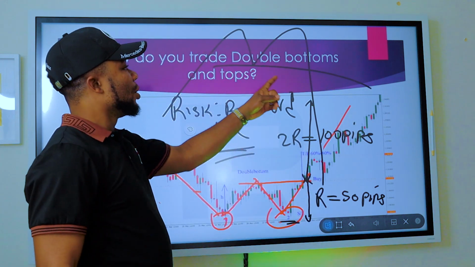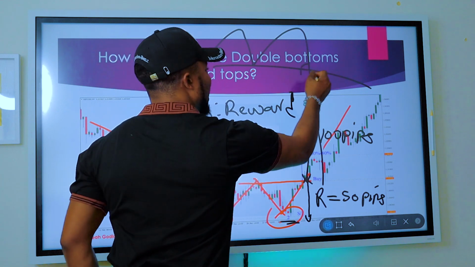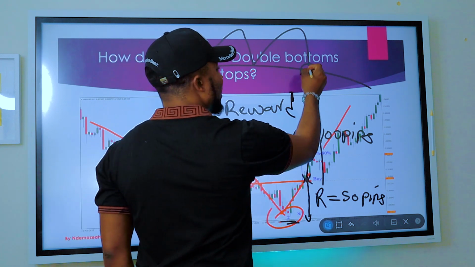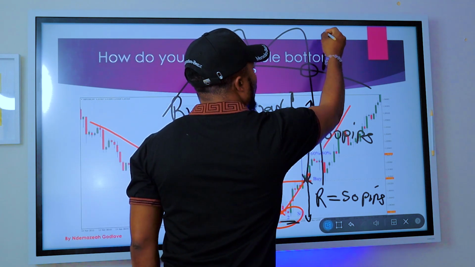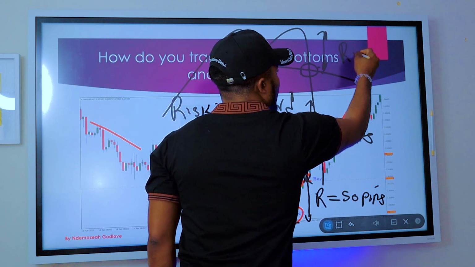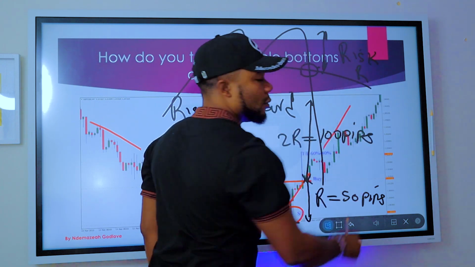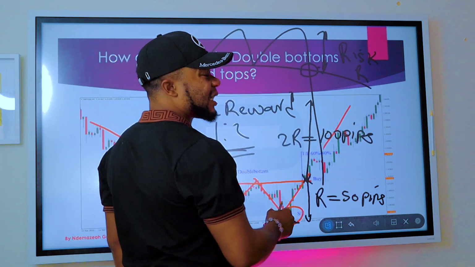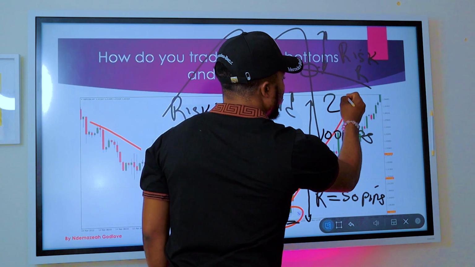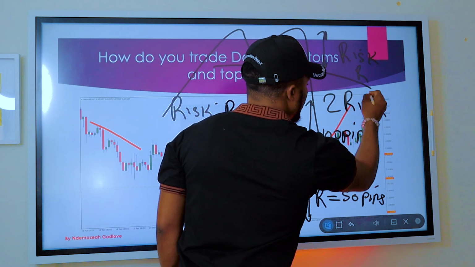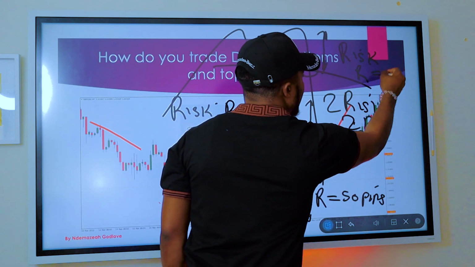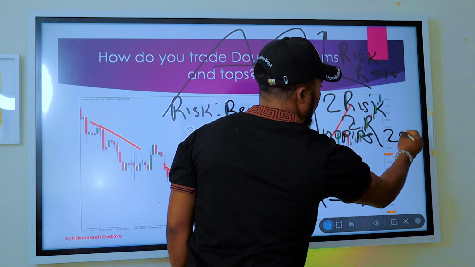This is our neckline. You need to wait for the market to break this neckline. As soon as this neckline is broken, this area will form our risk, which is our arrow. To determine your take profit, you will now go for 2 times your risk, which is 2 times arrow. So if I'm risking $10 here, my reward will be what?